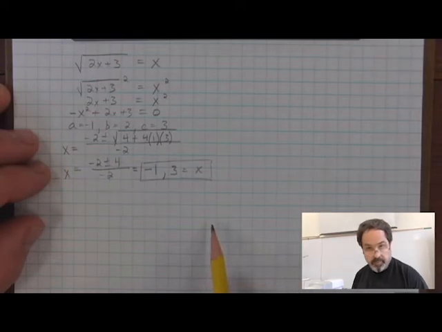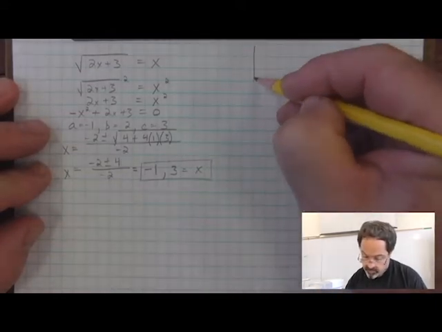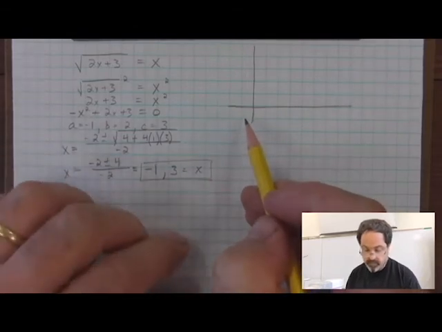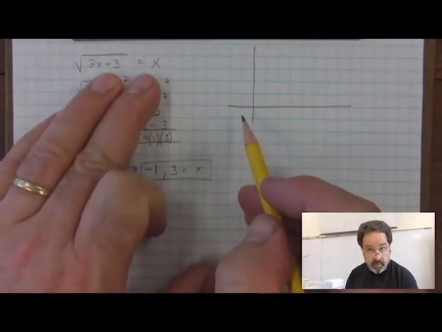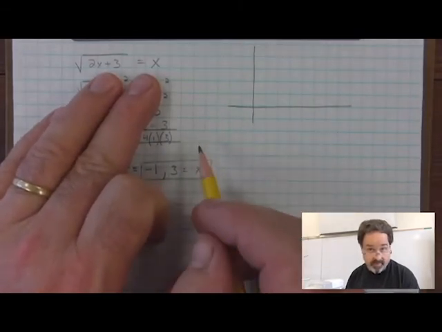But there's only one. How would I know? Let's analyze the graph. Going back to the original function, I'm going to use a graph to visualize solutions as intersections.